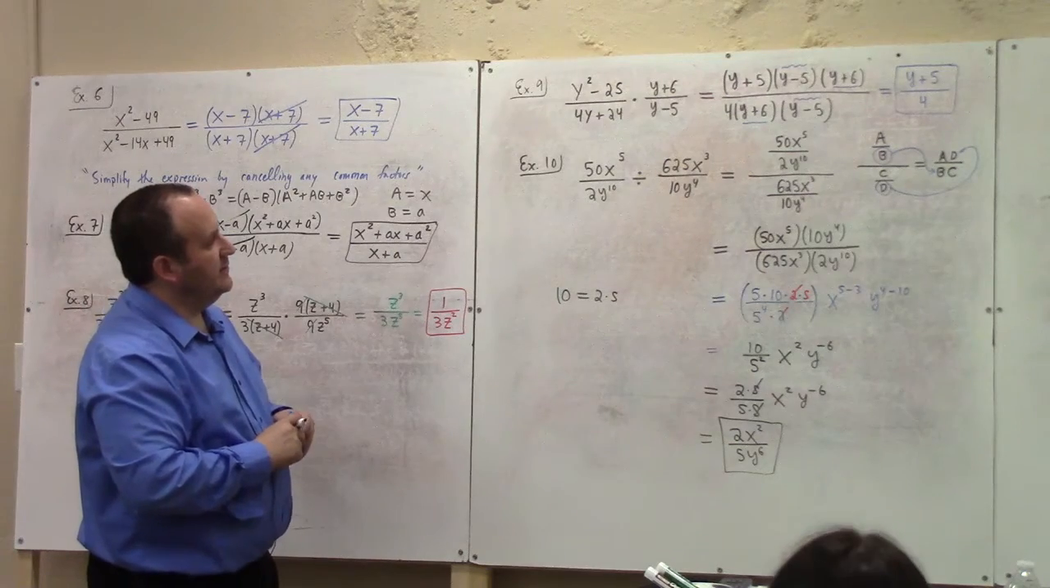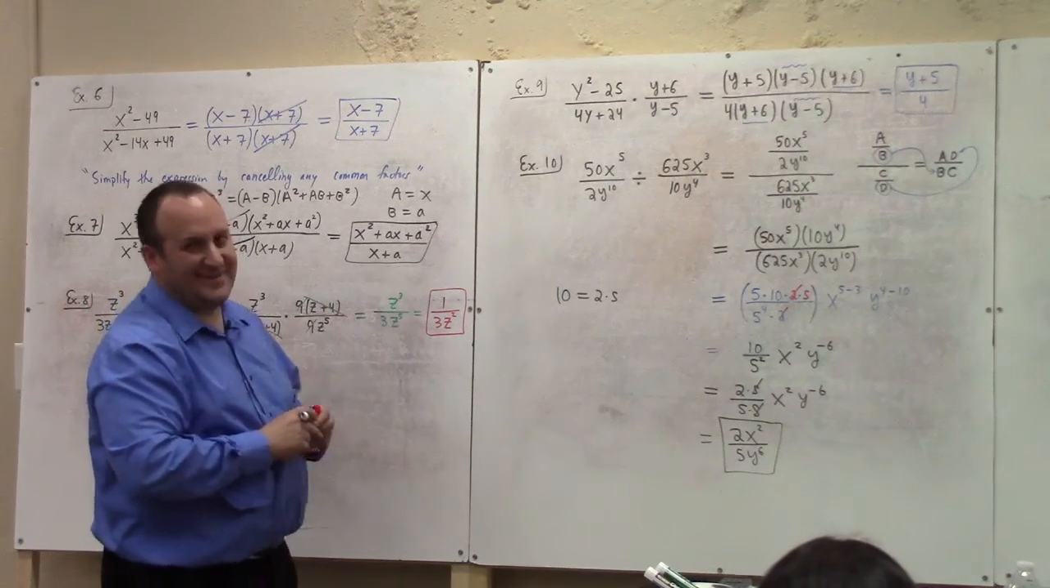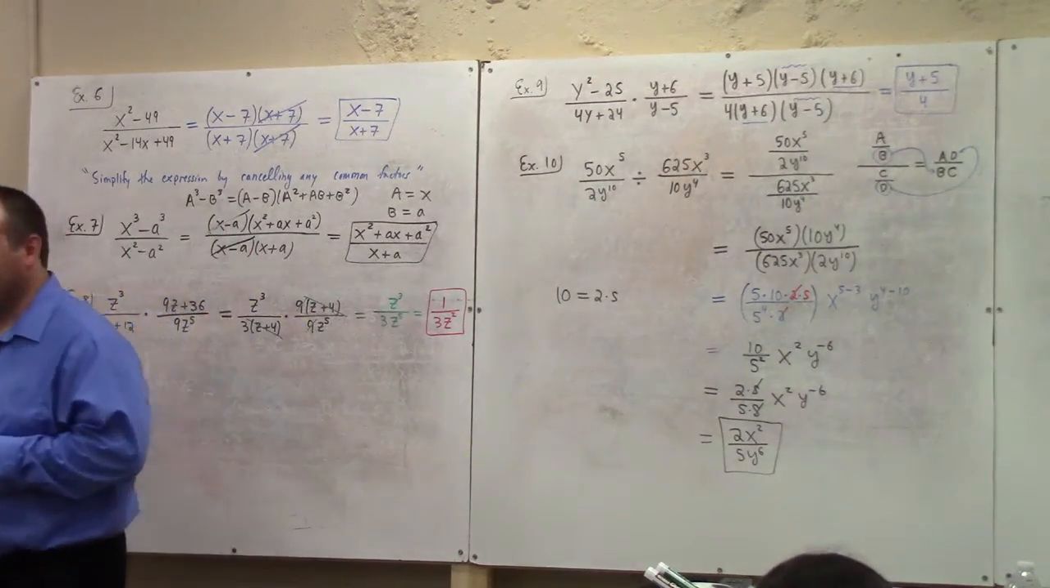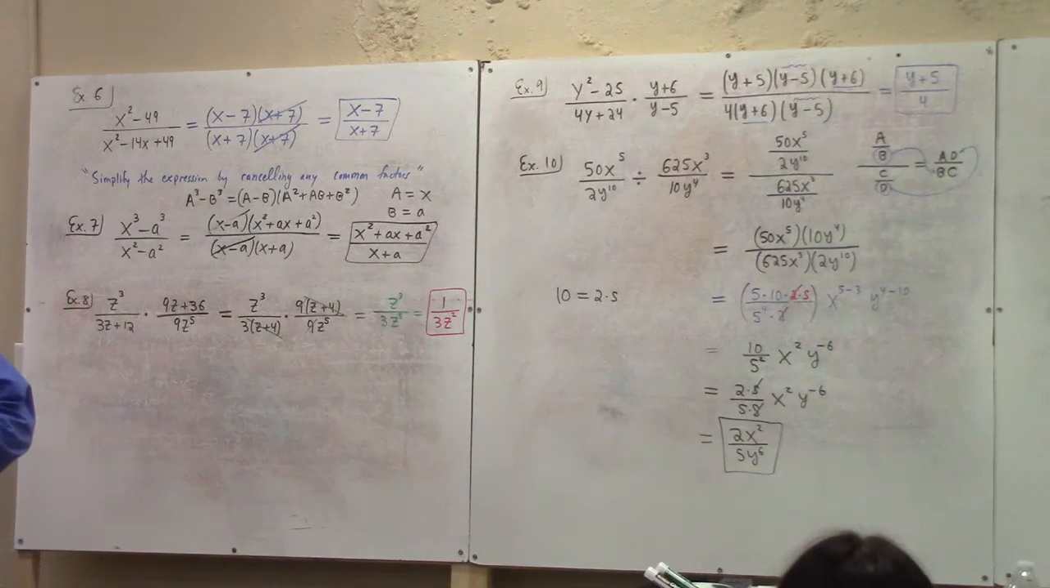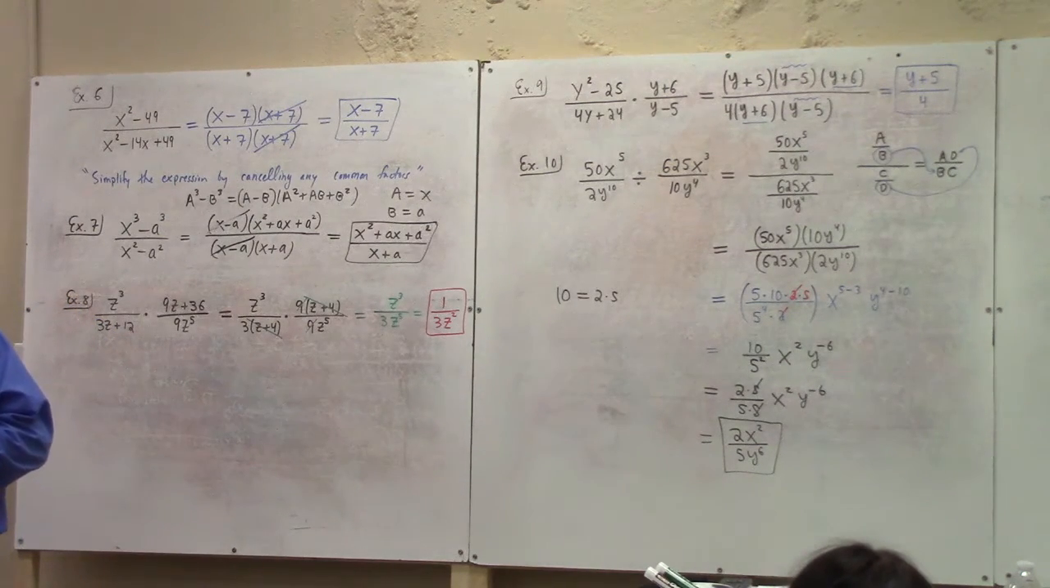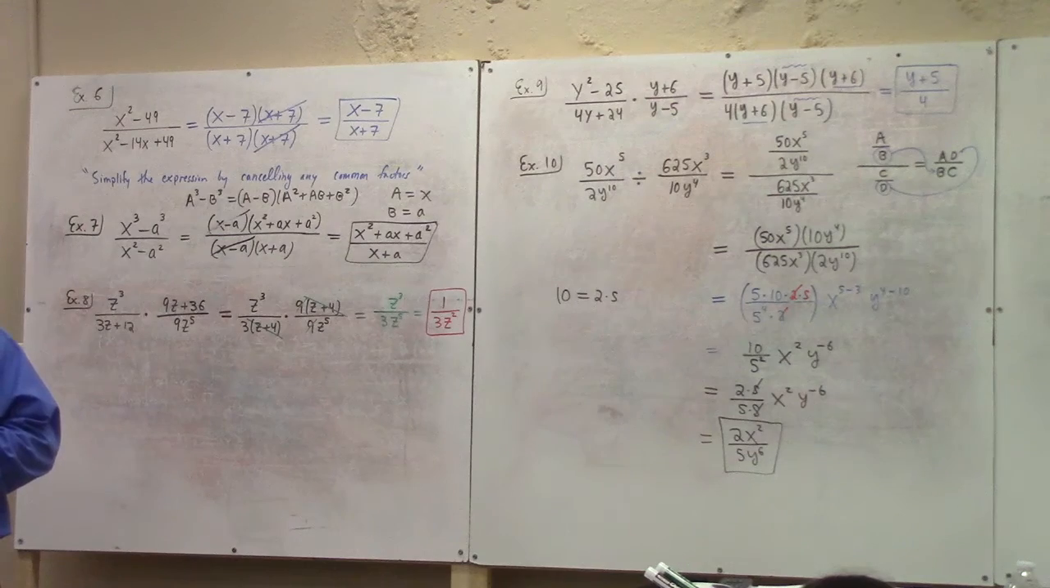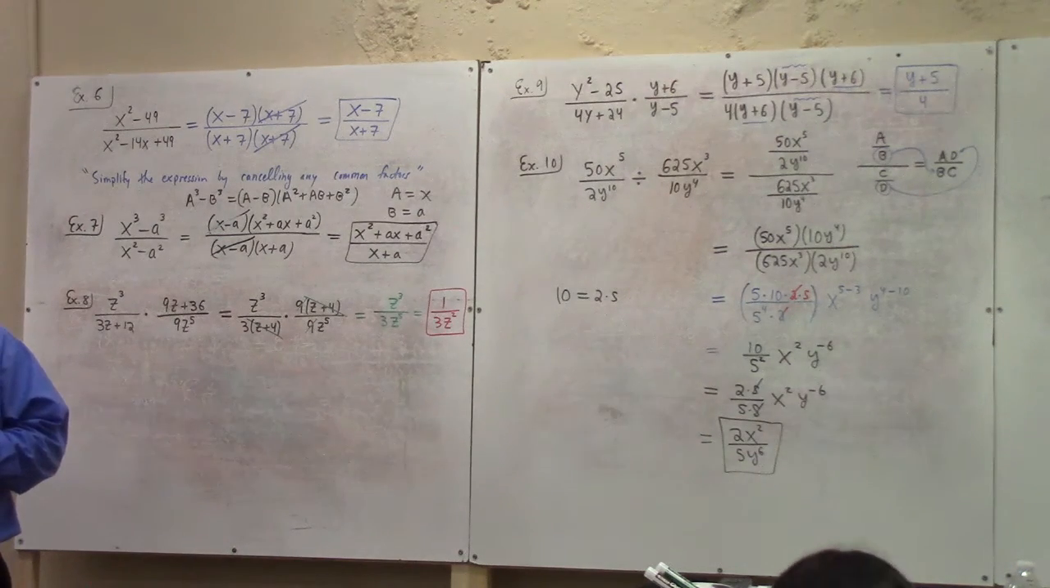Whoa. Is that what you got? 2x squared over 5y to the 6th? Okay.